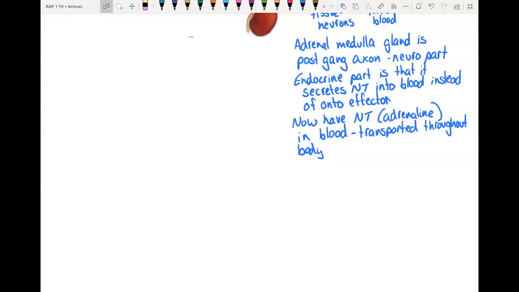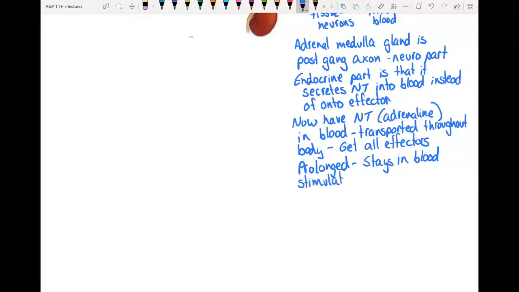So not only do you have it in the blood transported throughout the body so that you get all effectors, it also is prolonged because it stays in the blood for several minutes, as opposed to a nerve signal that only lasts a fraction of a second.